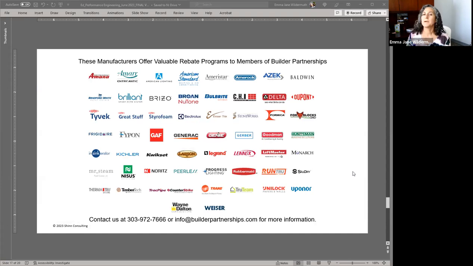I mentioned our Builder Partnerships rebate program. These are the different manufacturers and service providers that we work with. So if you recognize any of the names on this list, please feel free to give us a call and we'll see how we can help you.